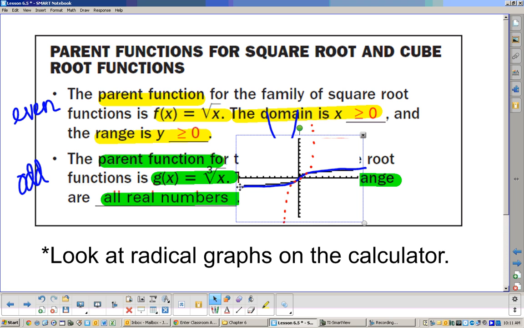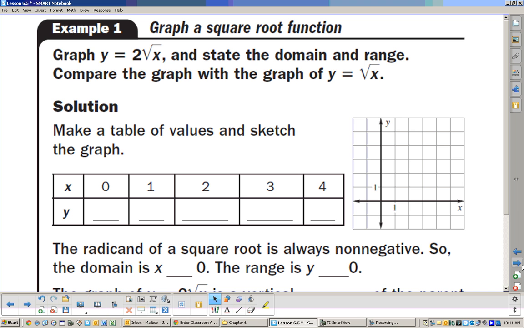That's the parent function, but that doesn't mean that's the way every single one of them is going to look, because just like in the past, once we have the parent function, then we have the a, the h, and the k to deal with, right? We're still going to have an a, an h, and a k to deal with in these root functions as well. All right, so let's start with example 1.